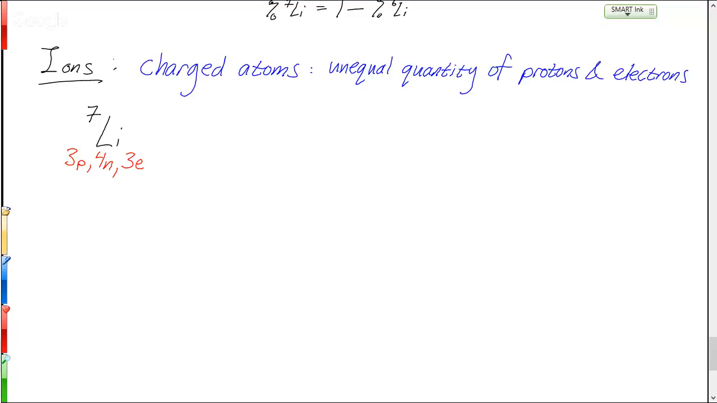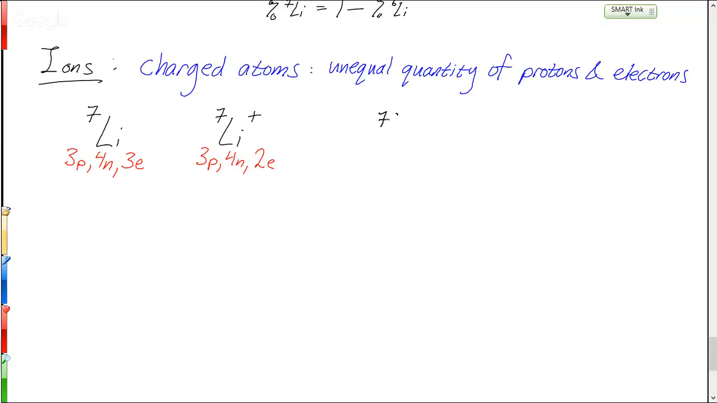Okay. What about lithium-7 plus 1? What's changed? Number of electrons has changed. So we've still got 3 protons and 4 neutrons. How many electrons now? 2. How do you know it was 2? Yeah, right, exactly. Protons are positively charged. Electrons are negatively charged. So if there's one more proton than electrons, that means it's going to have an overall positive or +1 charge.